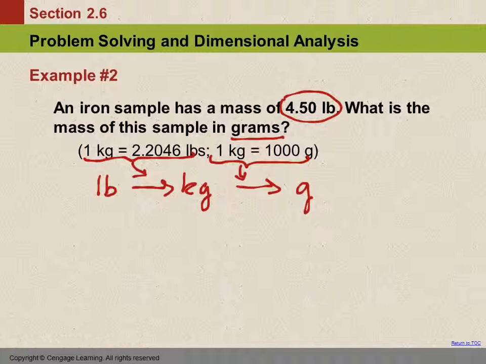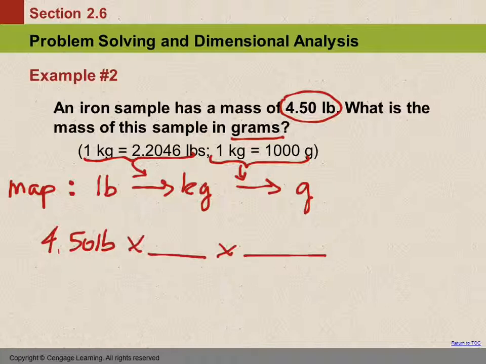So what we're going to do is start out and write down what we were given, 4.50 pounds. And we're going to look at this map. This is what I call the map. We're going to look at the map and say, what is it telling us to do? Pounds, kilograms, grams. There are two arrows. Each arrow represents a conversion factor that we need.